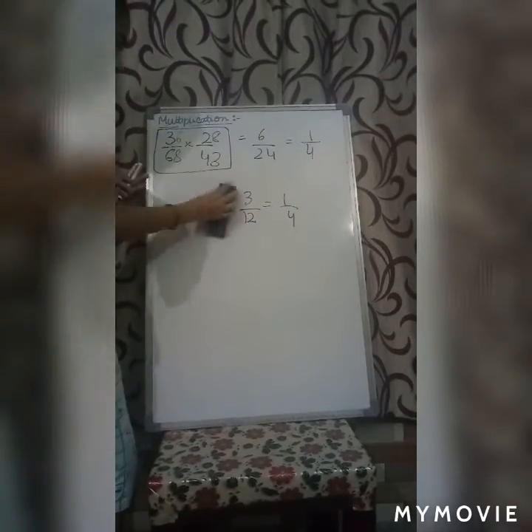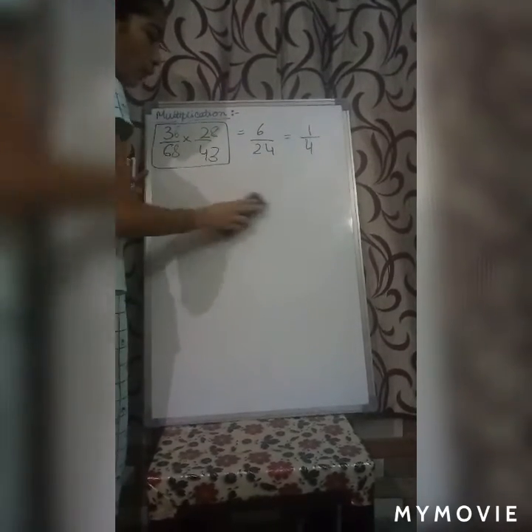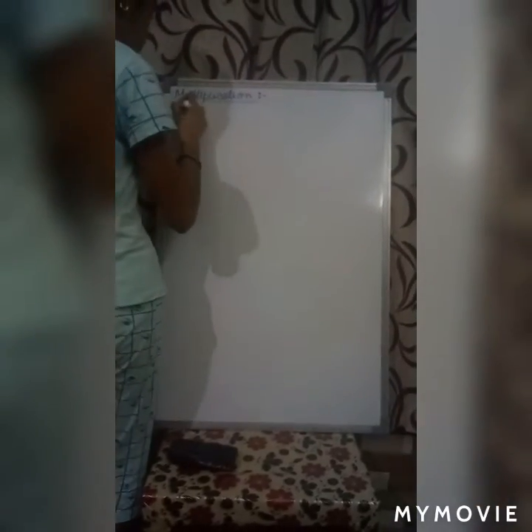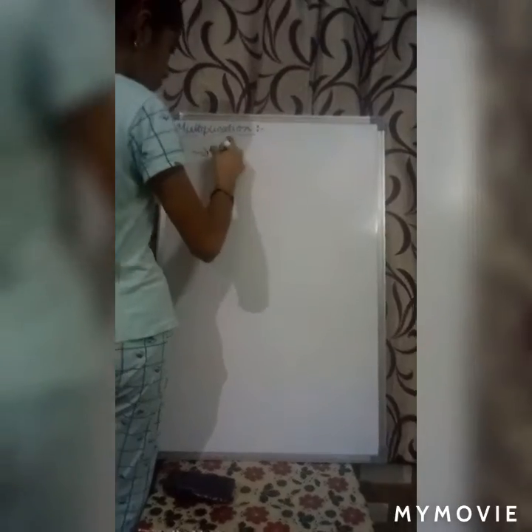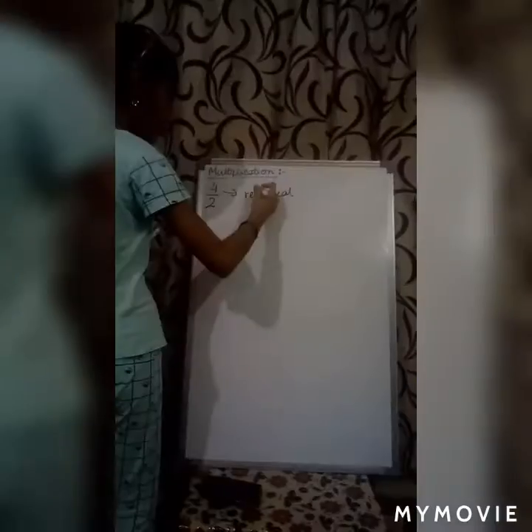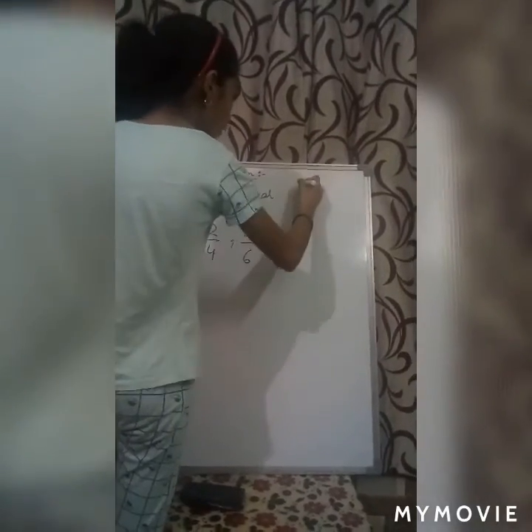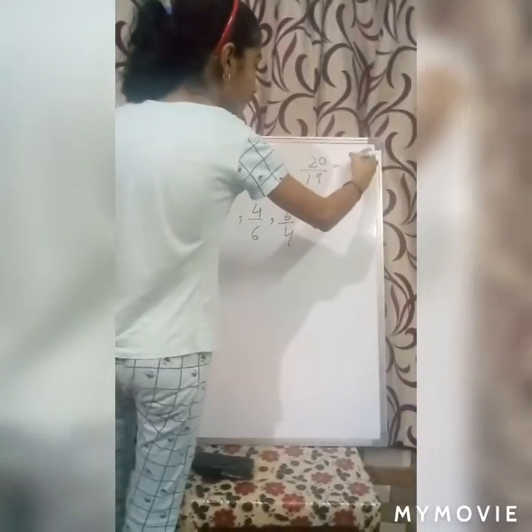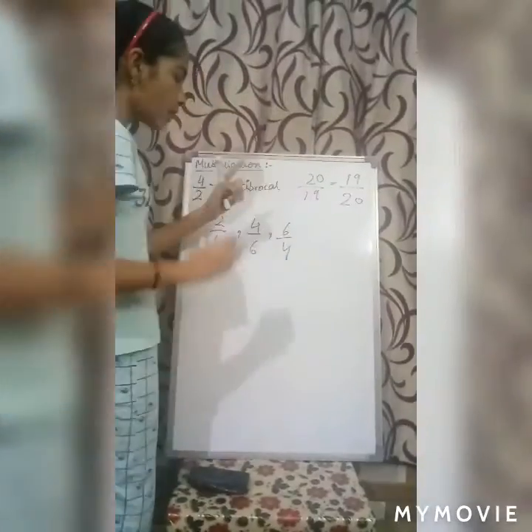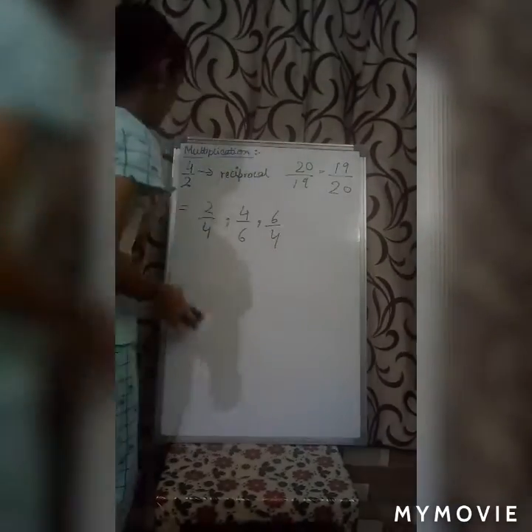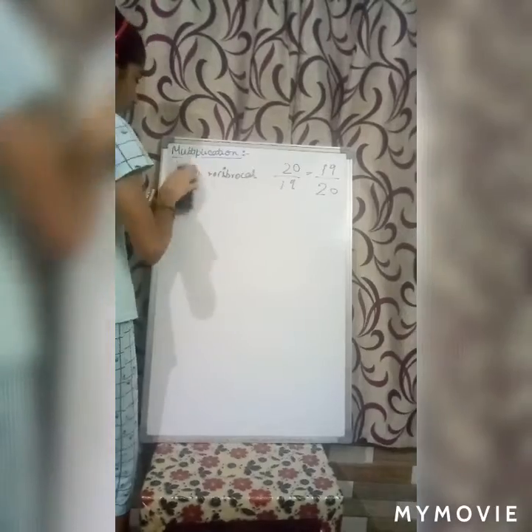Division is very easy, but before that we need to start with the reciprocal of a fraction. This is a very easy concept. Let's take an example, 4 upon 2. We need to take out the reciprocal of this. It's easy. If it's 4 by 2, then we'll write 2 upon 4. If it's 4 by 6, then we'll write 6 upon 4. If it's 20 upon 19, then we'll write 19 upon 20. We just make the numerator the denominator and the denominator the numerator.